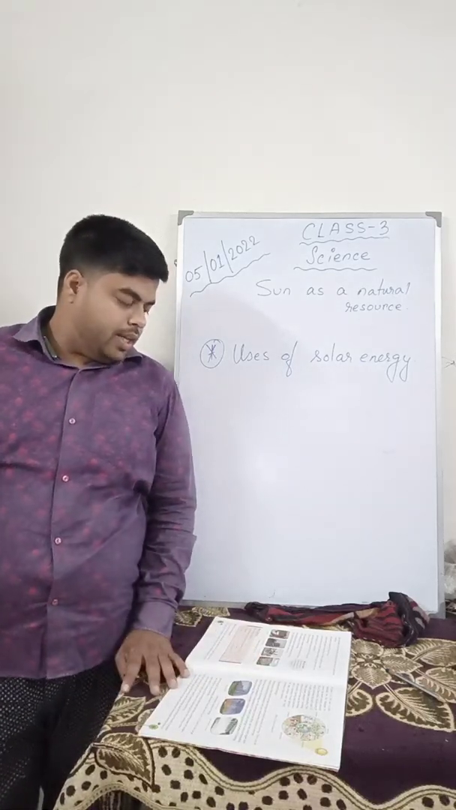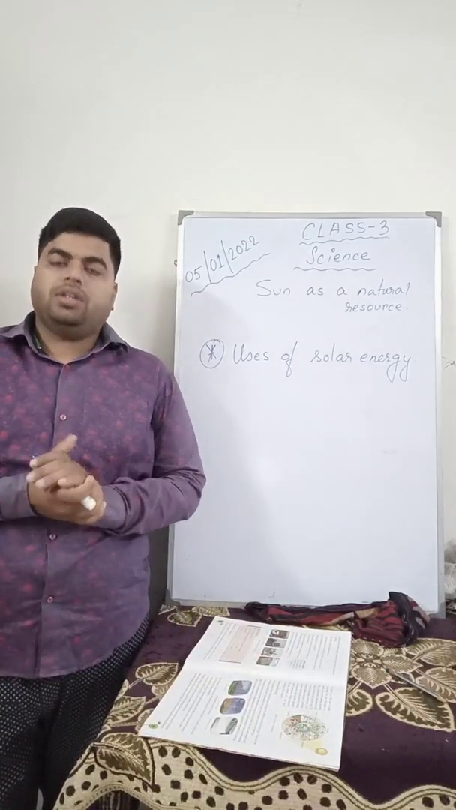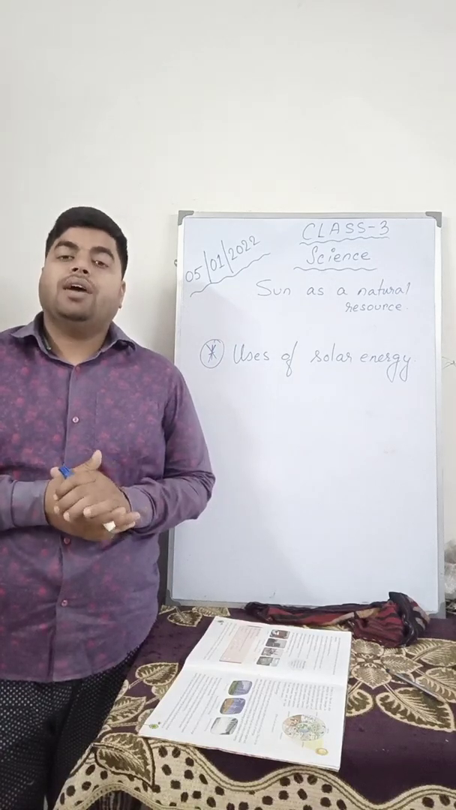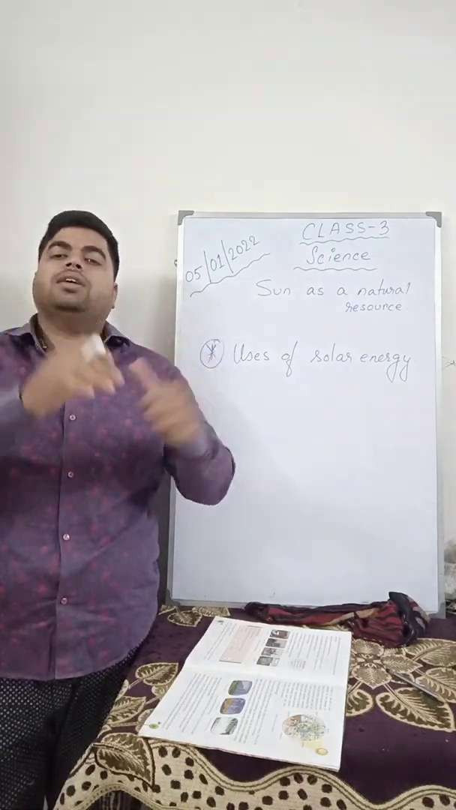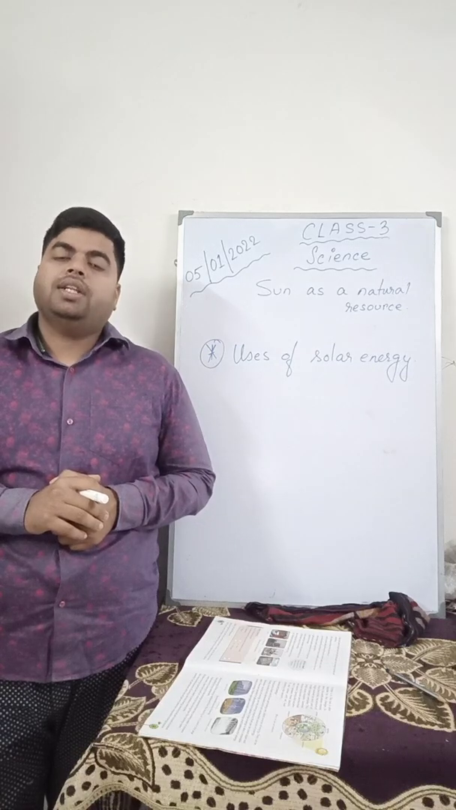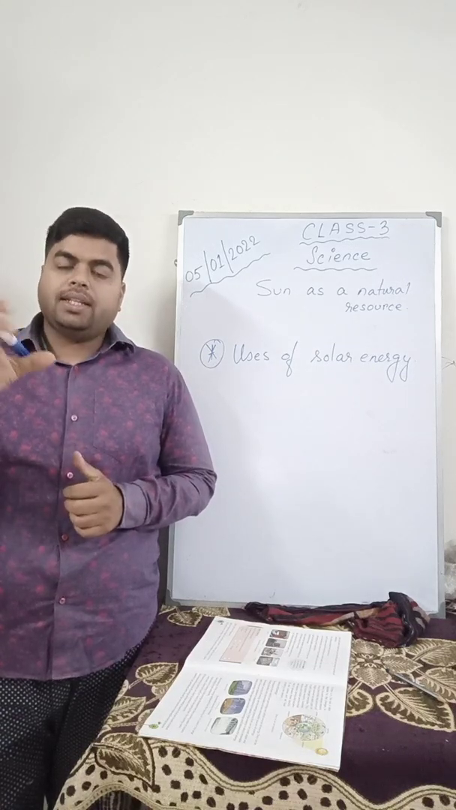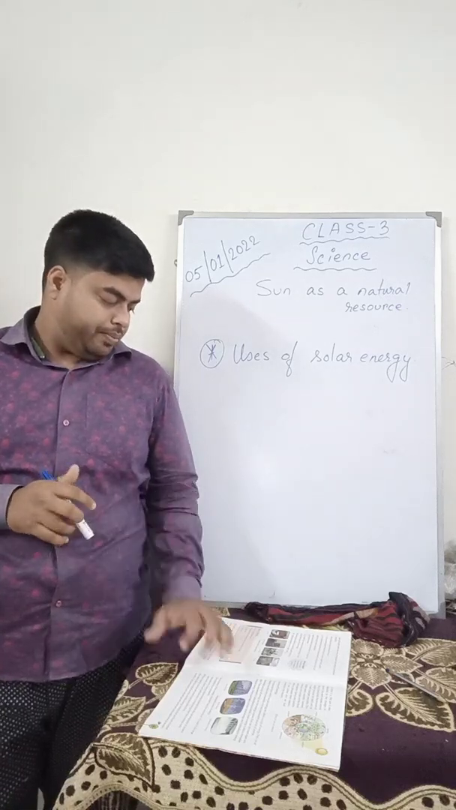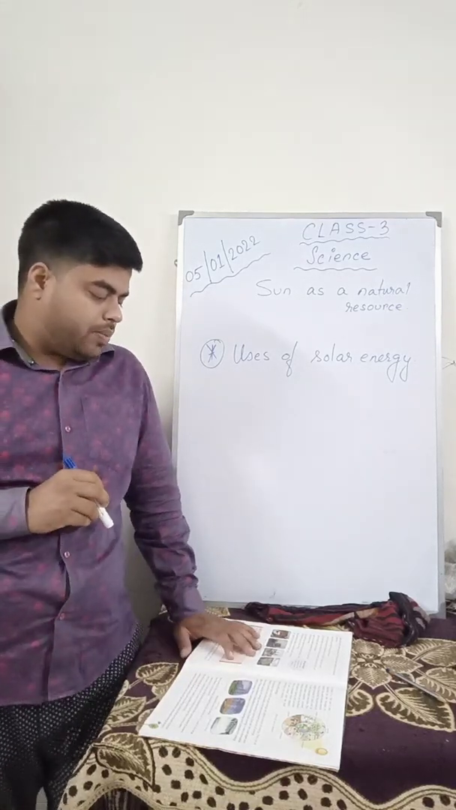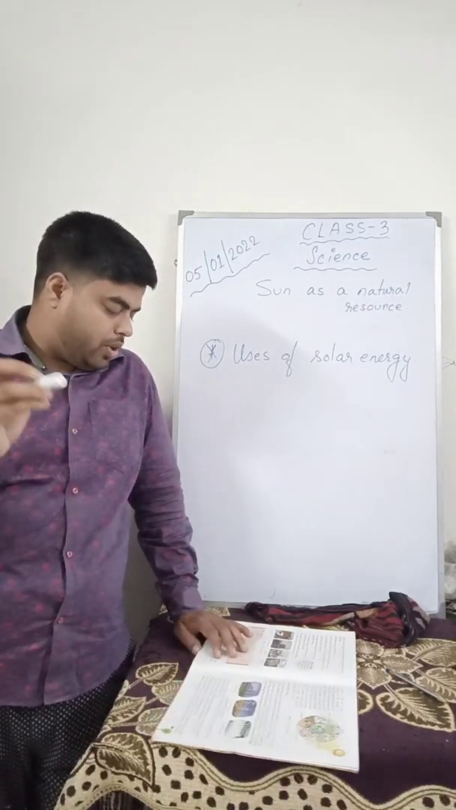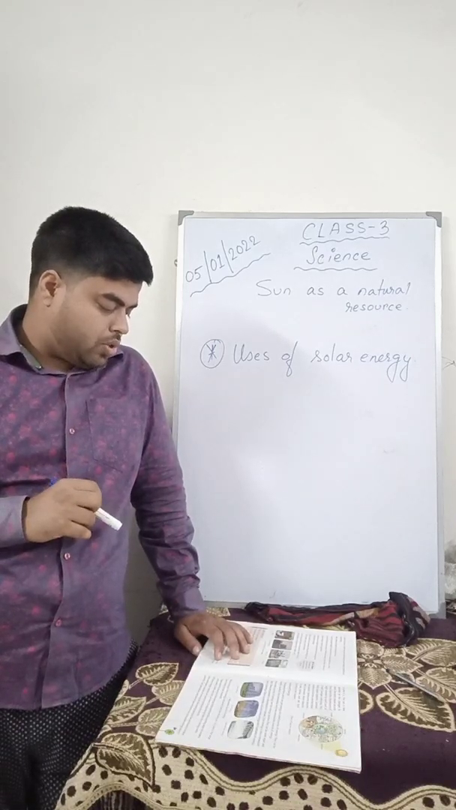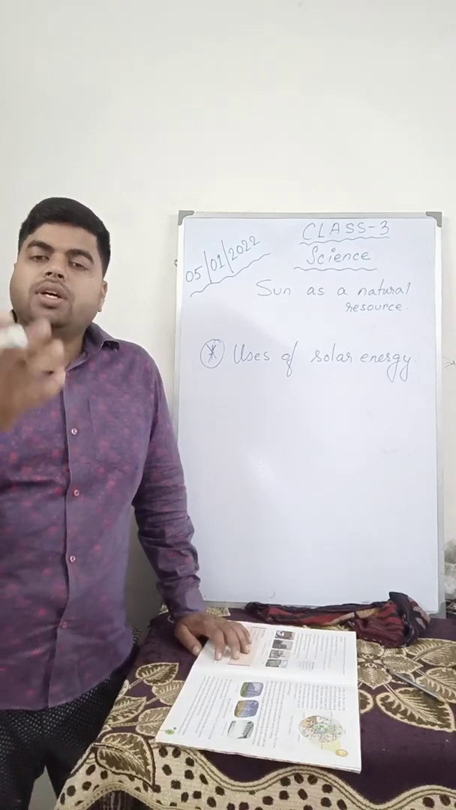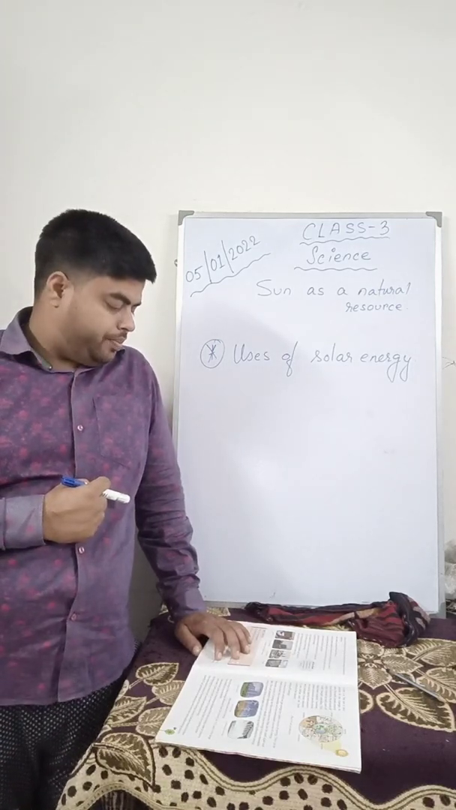Wet clothes are dried in the heat of the sun. You must have seen your father or mother wash the clothes and put them under the sun on the rooftop so that, by getting the heat of the sun, the wet clothes dry up. Food is cooked using the heat of the sun in a device called a solar cooker. They have already given you a picture of a solar cooker.